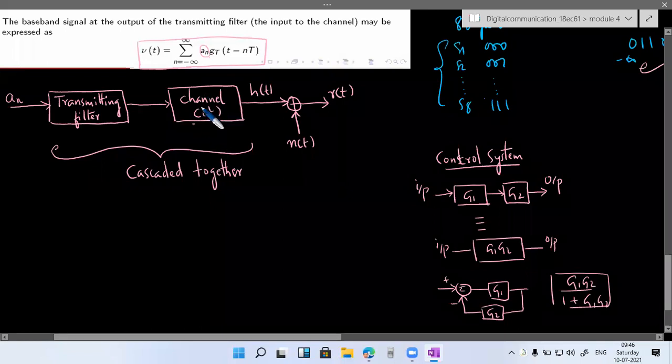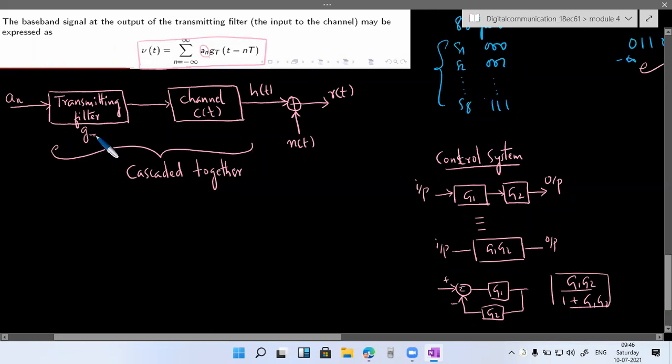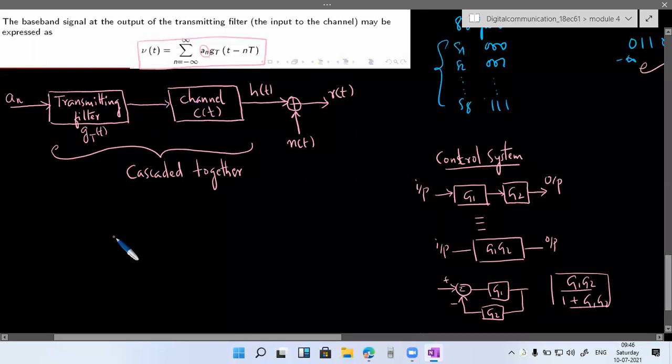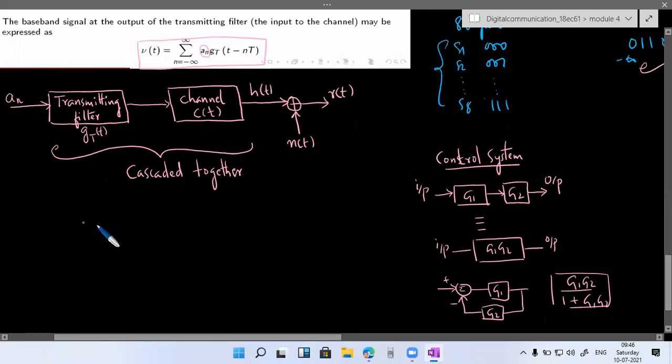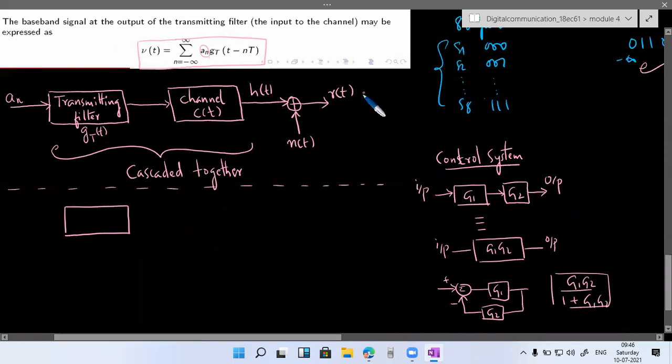Where channel is associated with an impulse response C of t, and we already know the impulse response of this transmitting filter, that is G subscript capital T of t. Now, because these two are in series, if I were to rewrite the same thing in frequency domain, this is in what domain? This is in time domain. So this entire thing is in time domain.